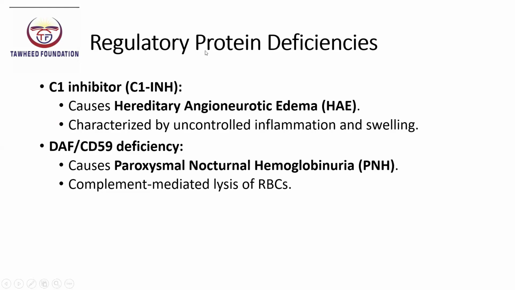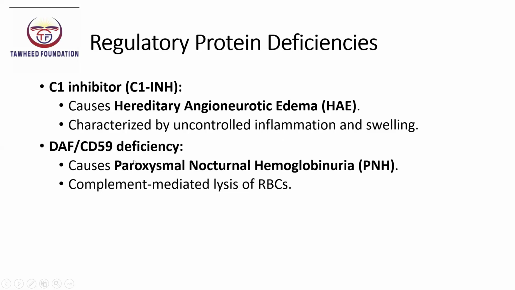Next is regulatory protein deficiency. Defects in complement regulatory proteins cause uncontrolled activation leading to tissue injury. A deficiency of C1 inhibitor, C1INH, results in hereditary angioneurotic edema, that is HAE, a condition marked by excessive inflammation, tissue swelling, and airway obstruction due to uncontrolled activation of C1 and bradykinin production.